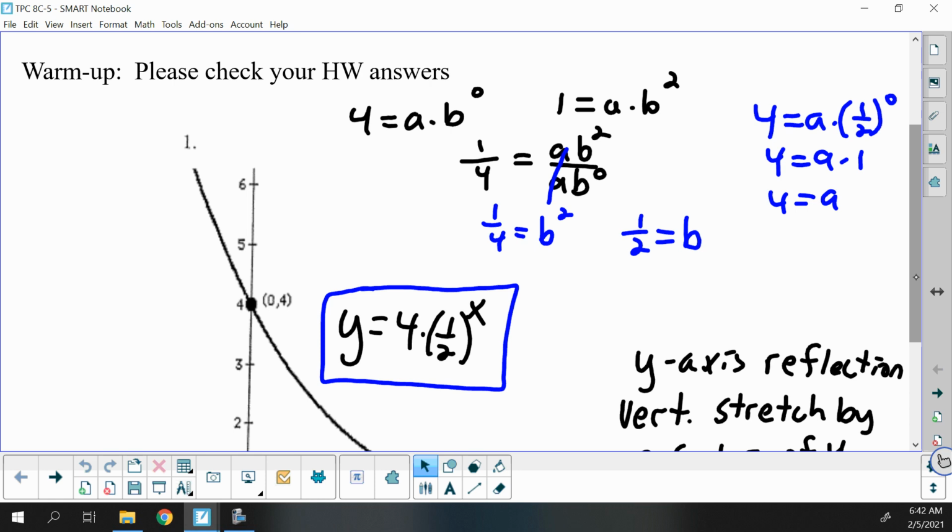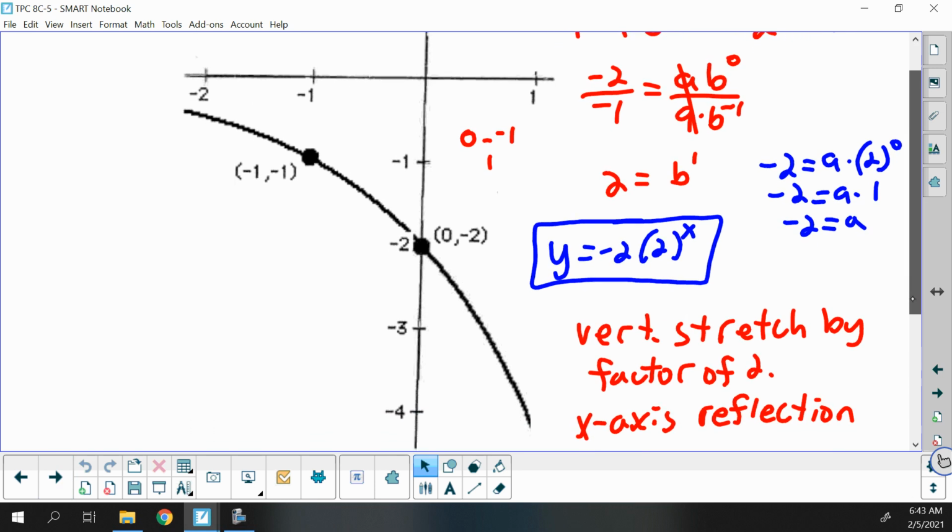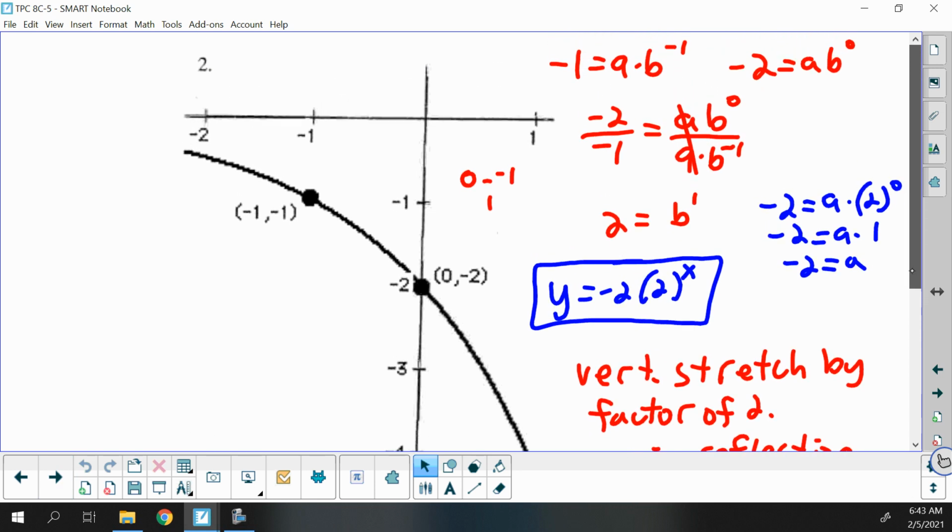Then sub that b back into one of the equations. If you have one that's raised to 0, sub it in there. That's a lot easier. You get 4. And if your b is a fraction, you have to have it in parentheses. So it's not a bad idea to just always put it in parentheses. This one, you could either say vertical stretch by a factor of 2 or multiply y's by 2, and then the minus out front is an x-axis reflection.